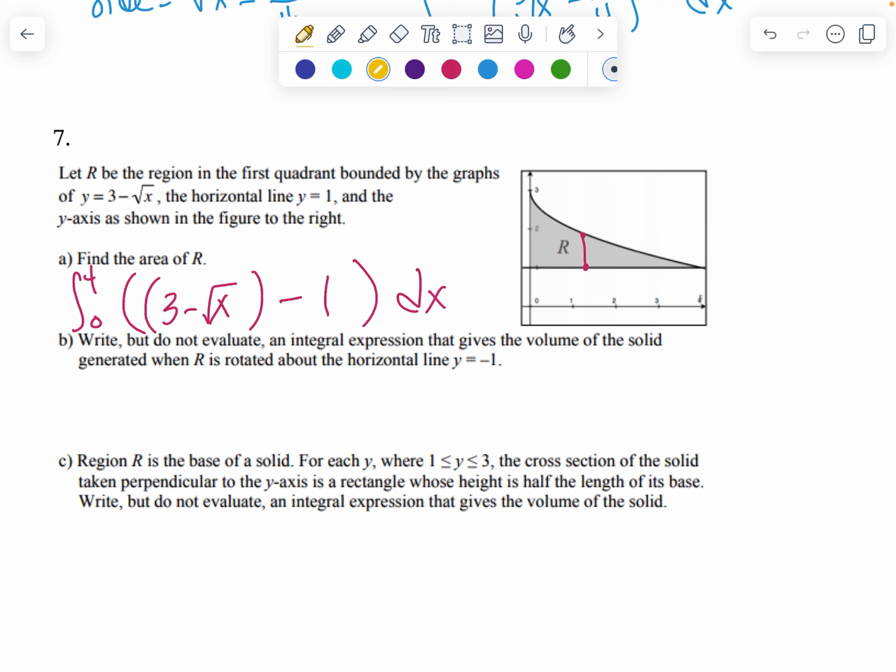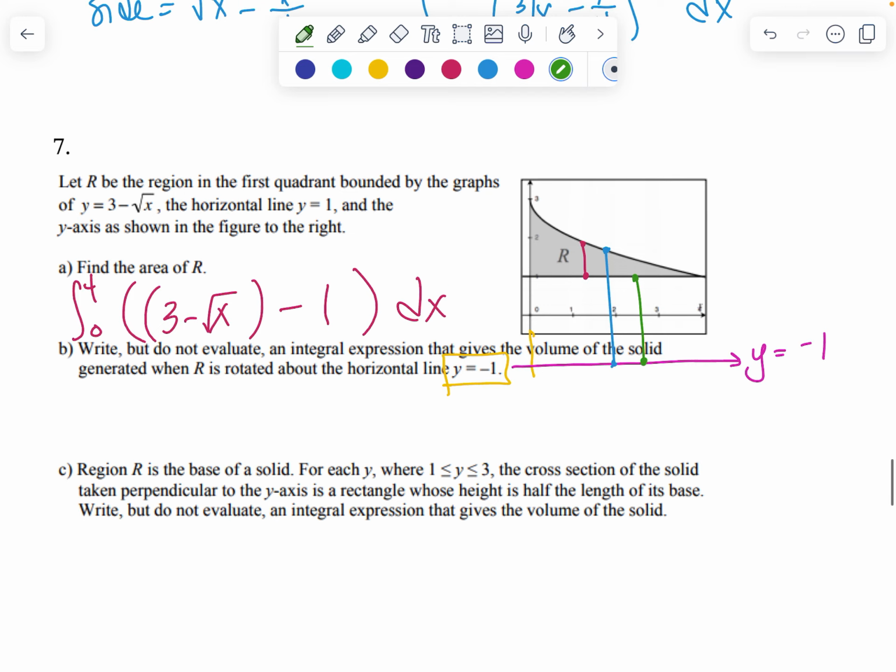Here, something that is a little tricky is they started talking about the horizontal line at -1, which is a little off the graph that was given. Okay, so let's just put that down here. And so if we want the volume that is generated when R is revolved around the pink line, then we're going to have a big radius here from curve to line, and our small radius is here from line to line. Okay, so that's going to be a length of 2.